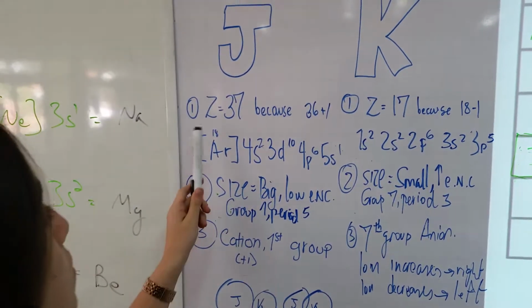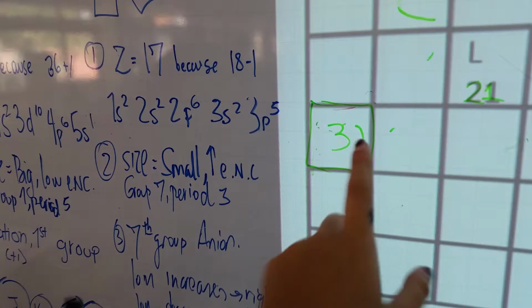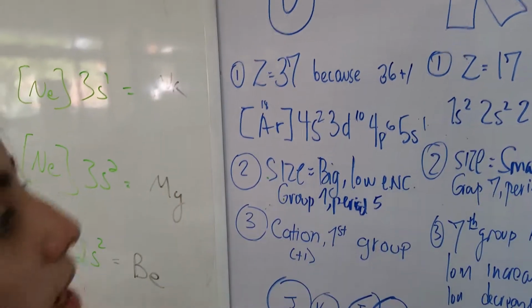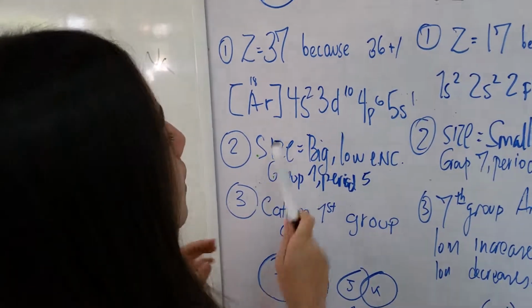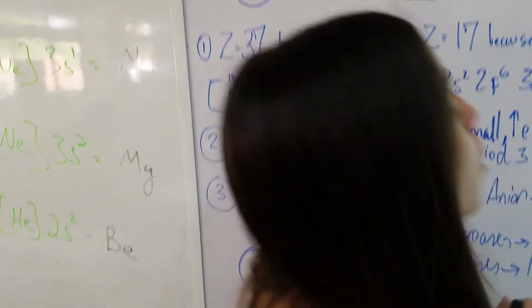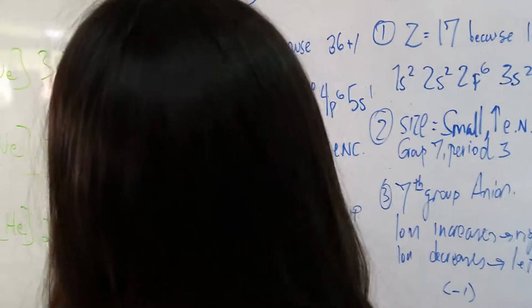So we have to predict Z and the electron configuration of the atom J. Since we know that Z is 37, because here we have 36 plus 1 is going to be 37. In order to do the electron configuration, we used Ar, that is 18, and then we expanded: 4s2, 3d10, 4p6, 5s1. So it's an element that is in group 1, period 5.